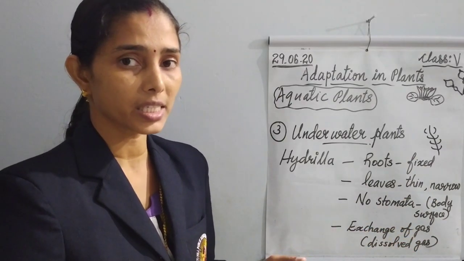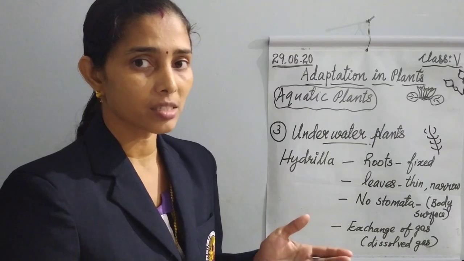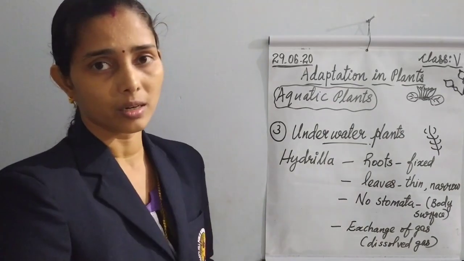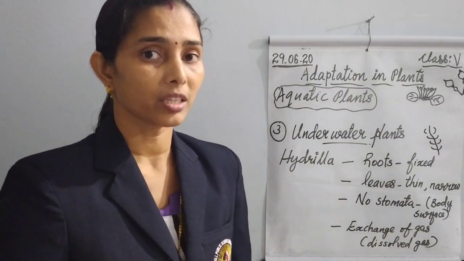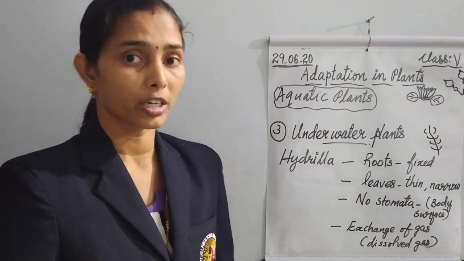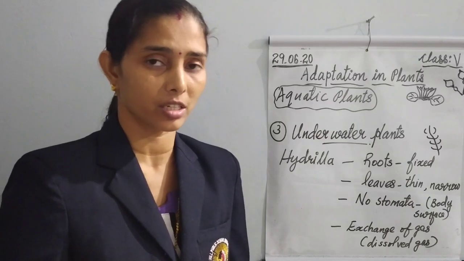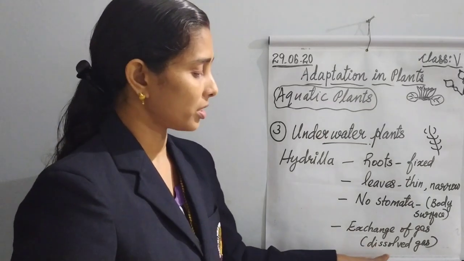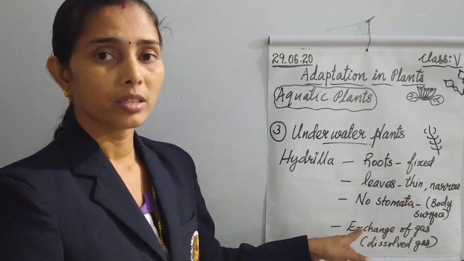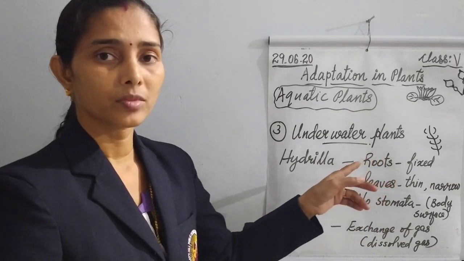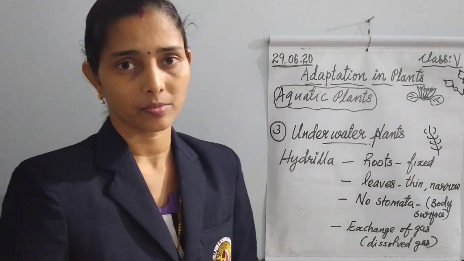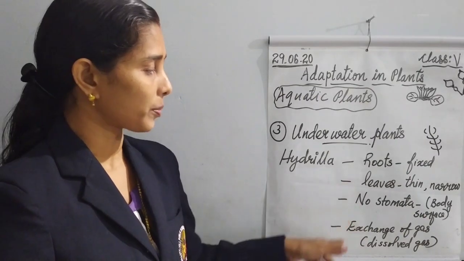But how does the gas exchange take place? Is there any gas? Yes. In the water, the dissolved gas is there. In the water, the fishes are breathing the dissolved gas. So in the water, gas is there. Oxygen, carbon dioxide, every gas will be there. So that dissolved gas is absorbed and given out by these body parts, these plant parts. Understand? Those are the adaptations of this hydrilla.